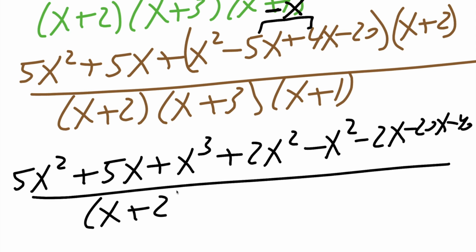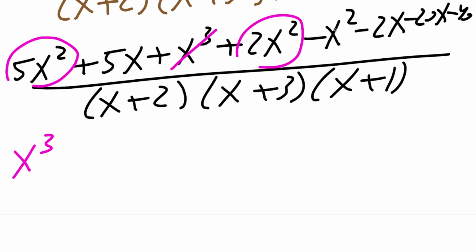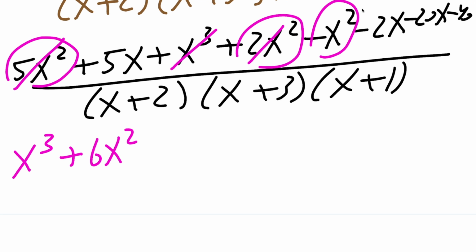We're very close to being finished. Once we kind of clean up the numerator, we'll pretty much have our answer. So the next step is to kind of group everything. So x cubed, we just have one of these x cubed, so we'll write x cubed. So let's cross it out. We have a 5x squared, we have a 2x squared, we have a negative x squared, and 5 plus 2 is 7, 7 minus 1 is 6, so we have plus 6x squared. Let's cross it out so we know we did it.